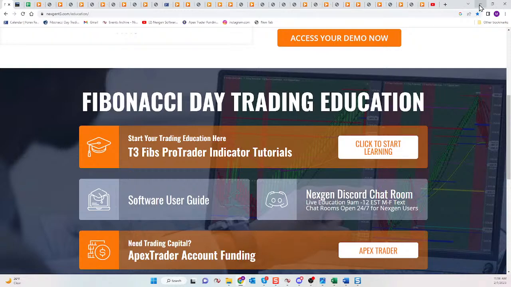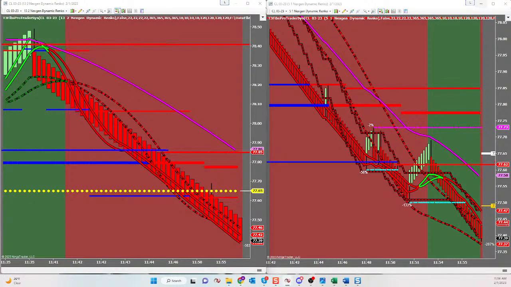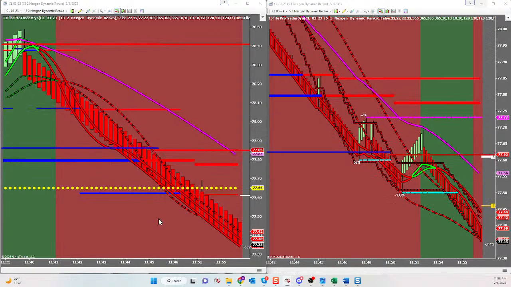Yeah, Rob, there are traders that use whole numbers because there are institutions that look for those whole numbers, right?